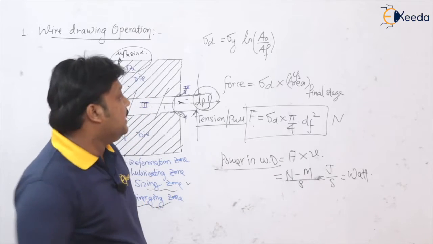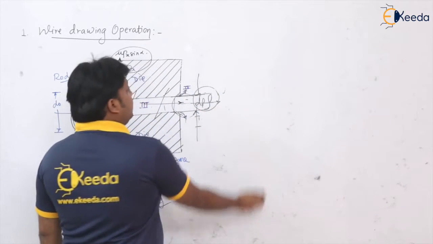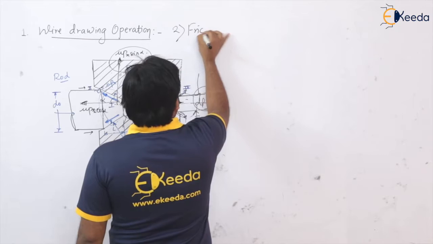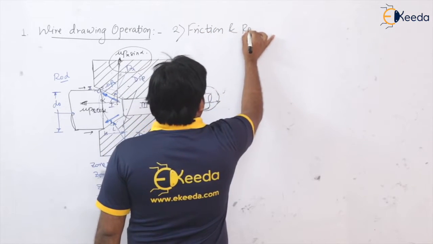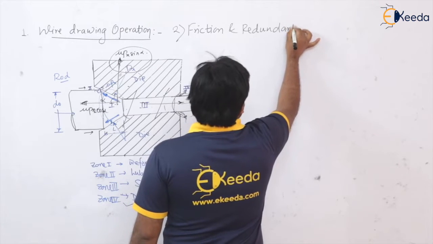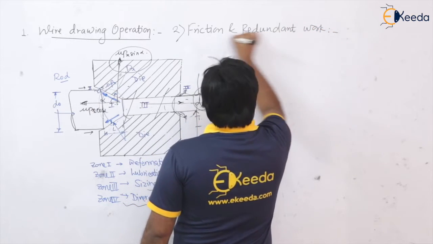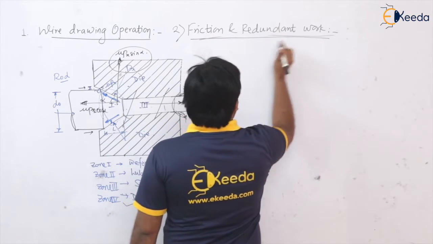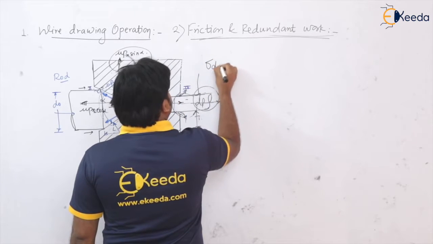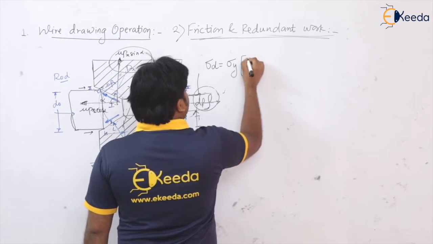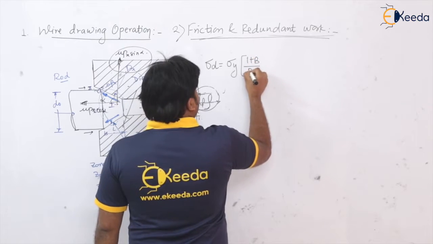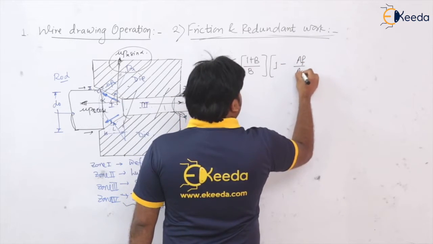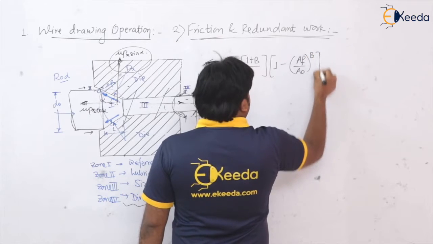Let us take the second case, that is by considering the friction and redundant work. The second case we are going to take by considering friction and redundant work. Okay, so for this, how to give the formula for sigma d? So sigma d is equal to sigma y into bracket 1 plus B upon B into 1 minus A final divided by A original to the power B.